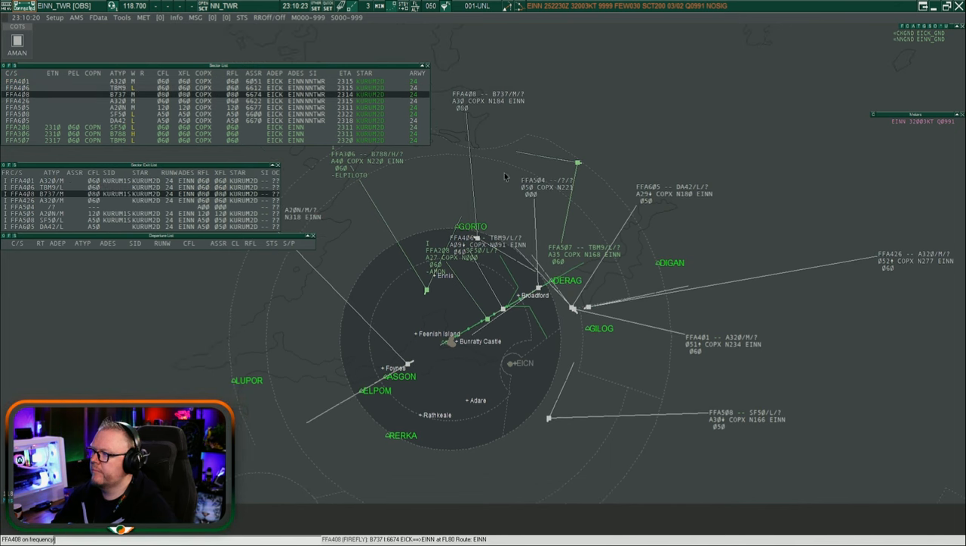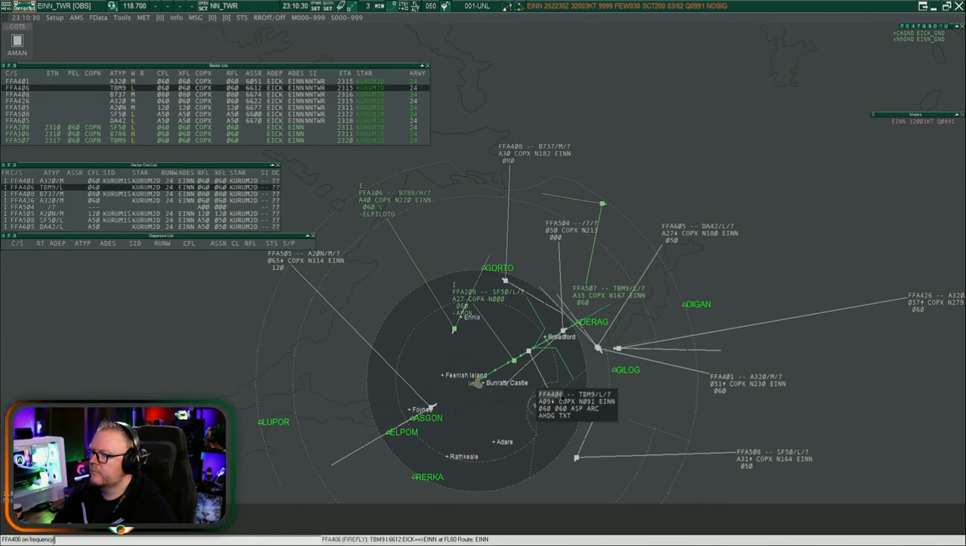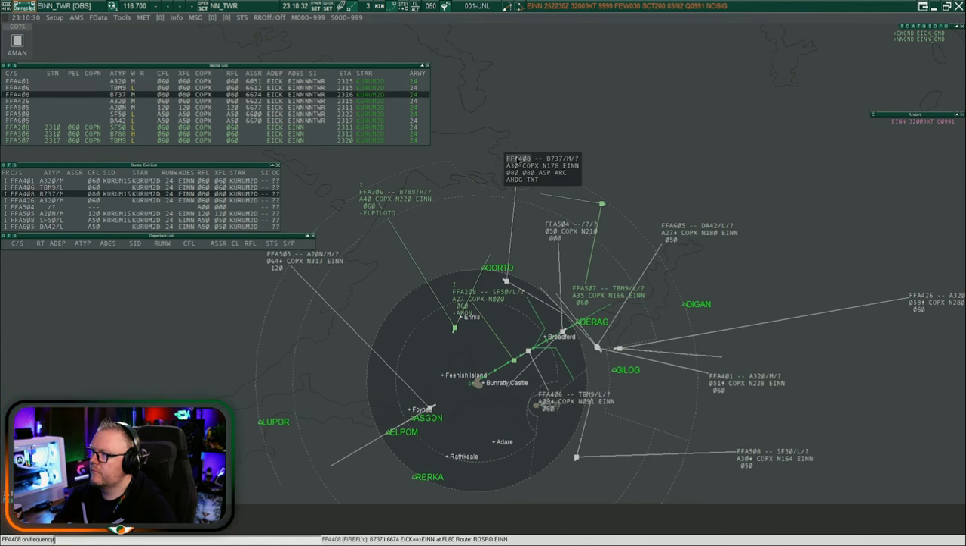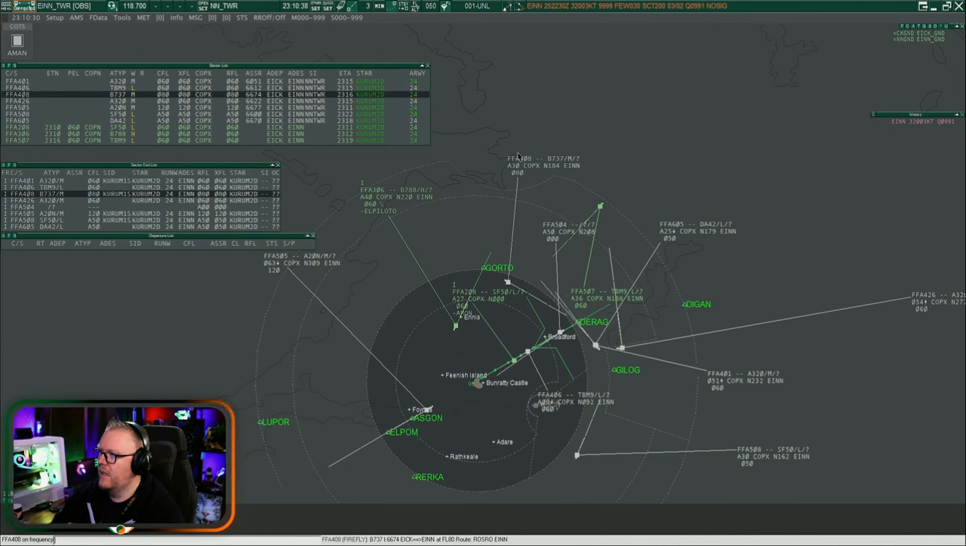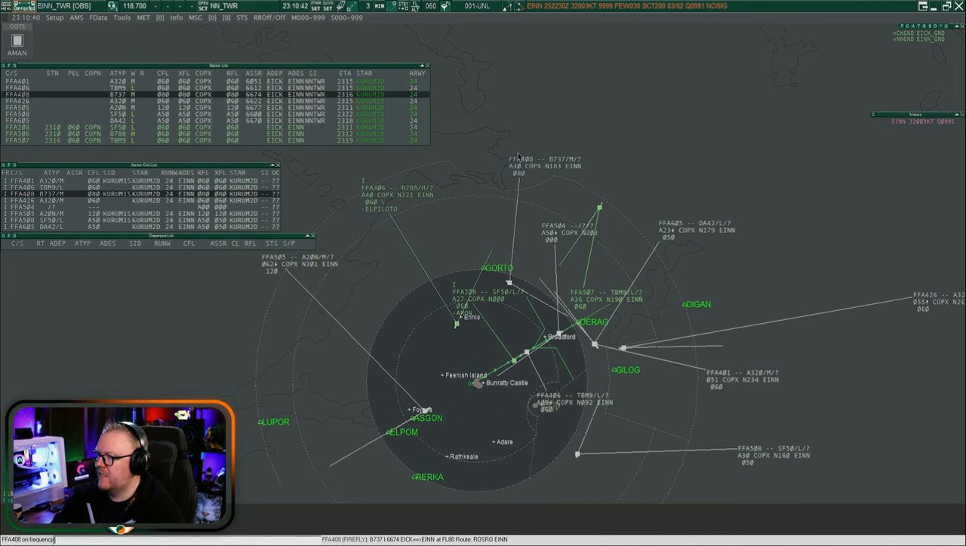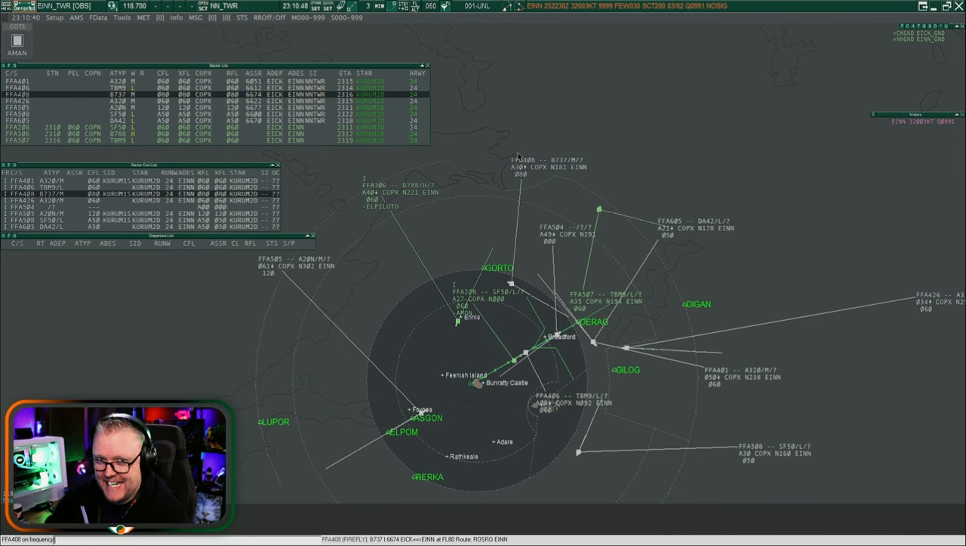Firefly 406 has runway in sight on 880. Firefly 208, I had a problem at disconnect. 208, roger. Break. Firefly 408, direct DGAN. Call me when established. Negative. Correction. Firefly 408, direct DGAN.